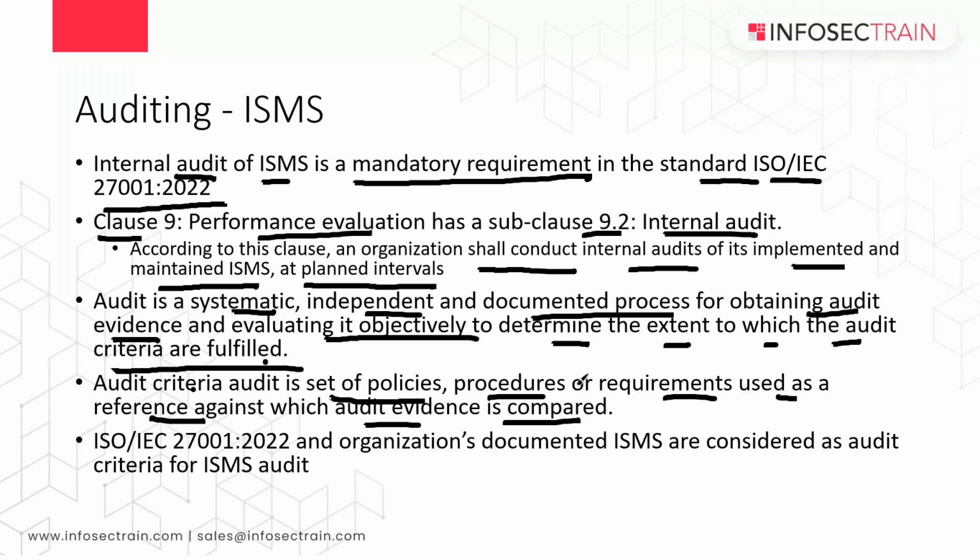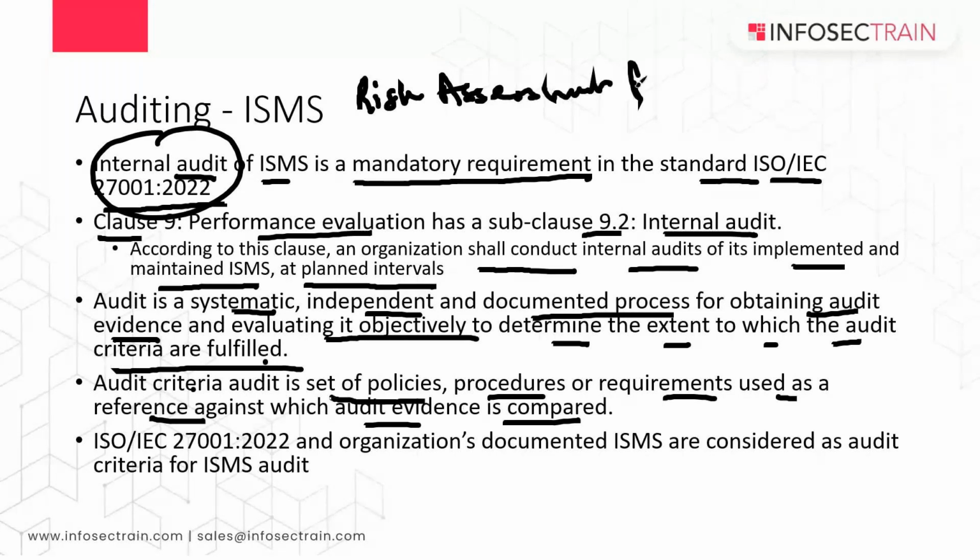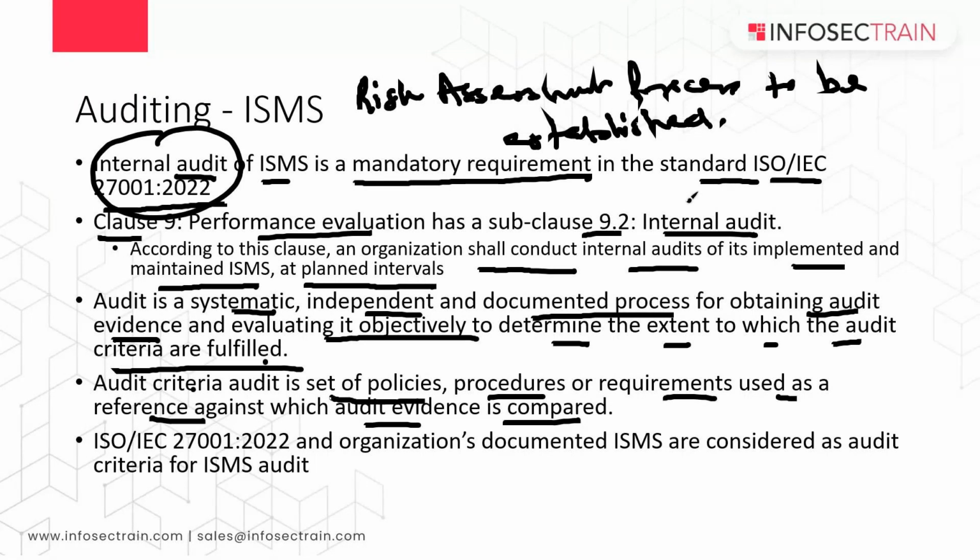So now, as an auditor, we gather information which becomes an evidence. Now we look for, is this evidence fulfilling the requirement or not? Just to take an example, there is a requirement in the standard: risk assessment process to be established. So as an auditor, we would be looking at, is that organization having a documented risk assessment process or not?